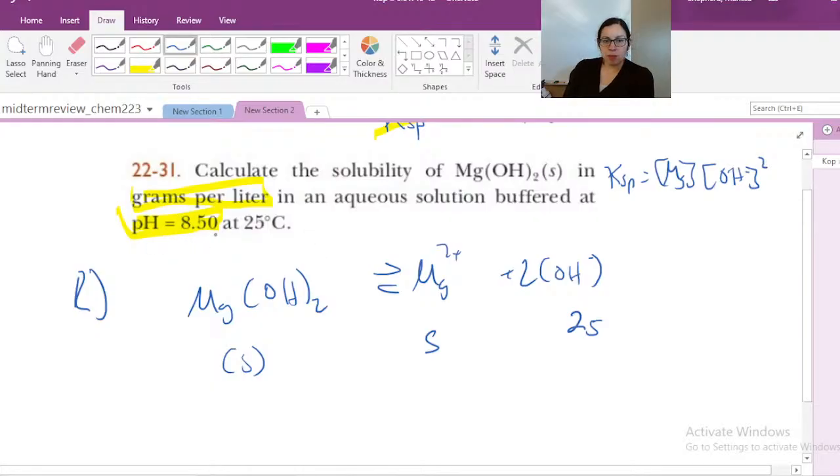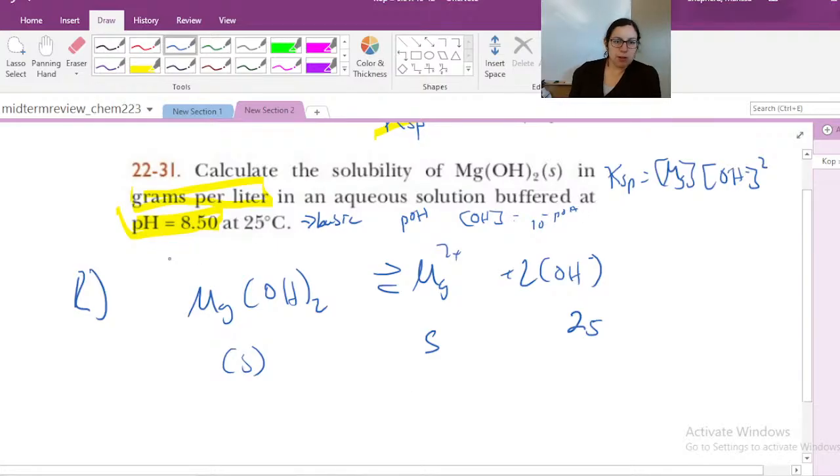We can even think more simply. Is this a basic or acidic solution? Basic, right? So let's figure out how much hydroxide is in there competing. We can do that a couple of different ways. I'd probably just convert to pOH, and then remember that our hydroxide concentration is equal to 10 to the power of the negative pOH.